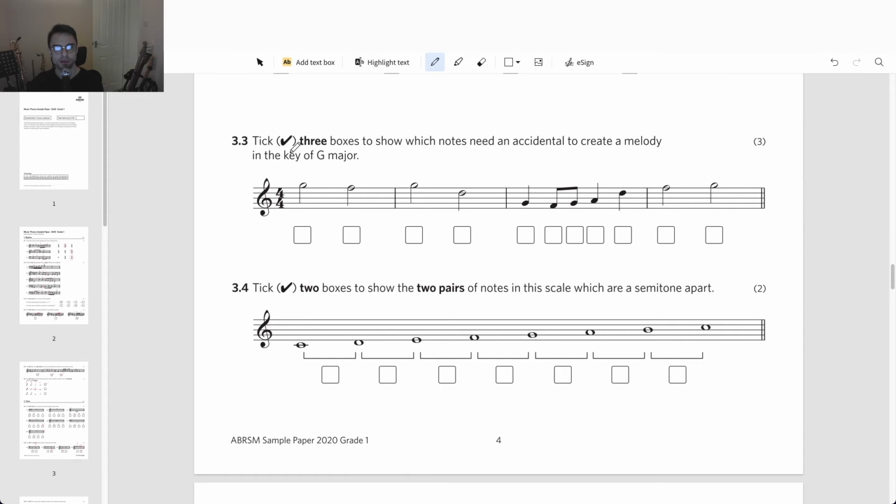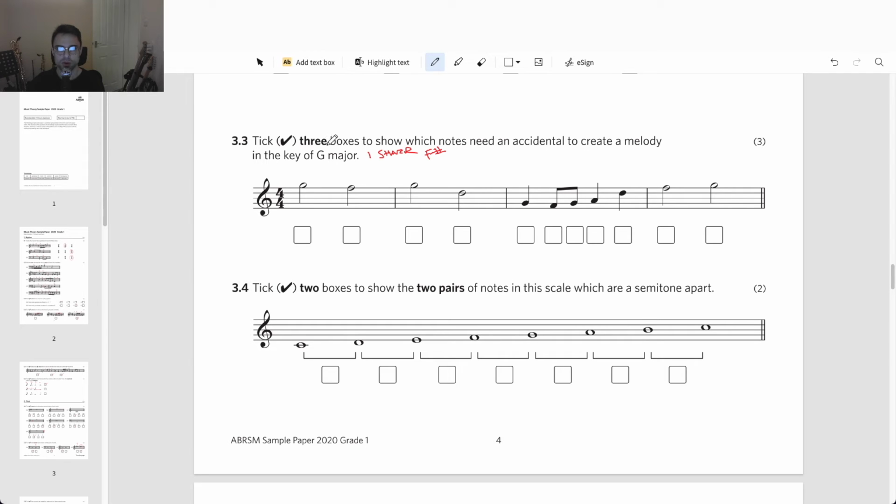Question 3.3: Tick 3 boxes to show which notes need an accidental to create a melody in the key of G major. Alright, so what's our key signature for G major? Is it flats or sharps? Here's another one that you'll know if you've been practicing your scales. G major has 1 sharp. It is F sharp. 1 sharp in the key of G major, and it is F sharp.